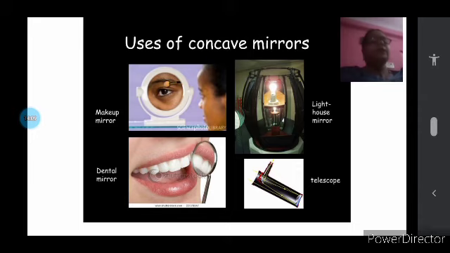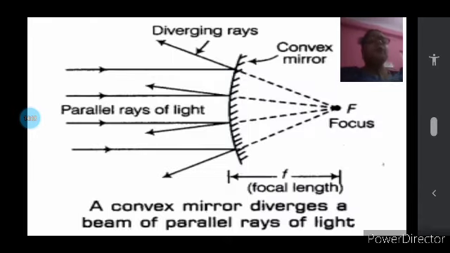Now next we will move on to the convex mirror. Now you see this convex mirror. How is the reflecting surface, children? Is the curve inwards or outwards? The outer curved surface is going to be the reflecting surface here. See, that outer surface, the bulged part, is going to be the reflecting surface.